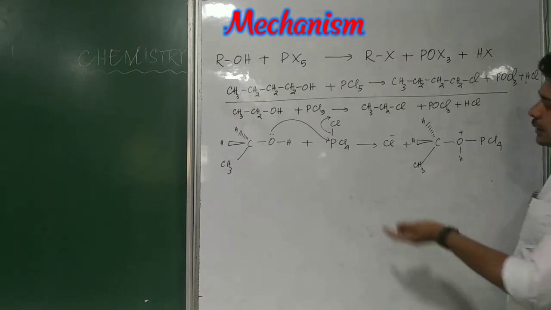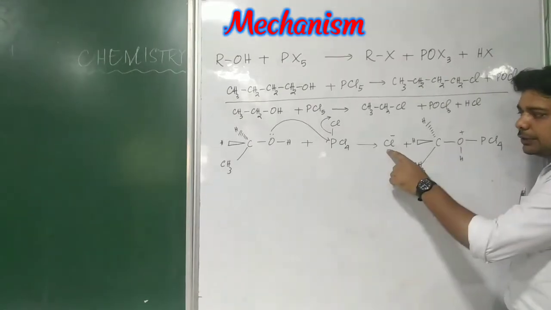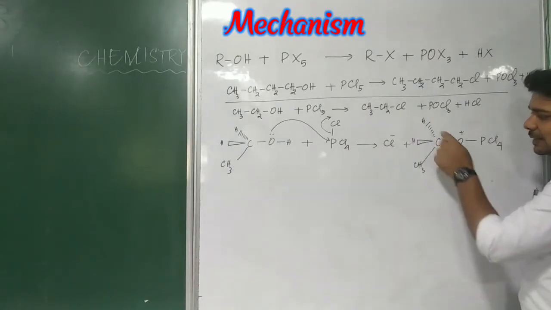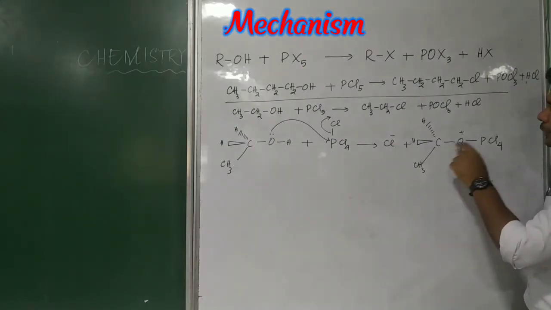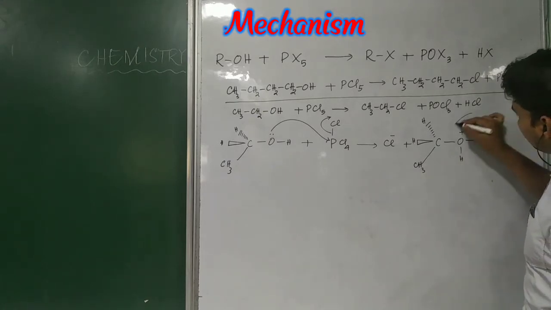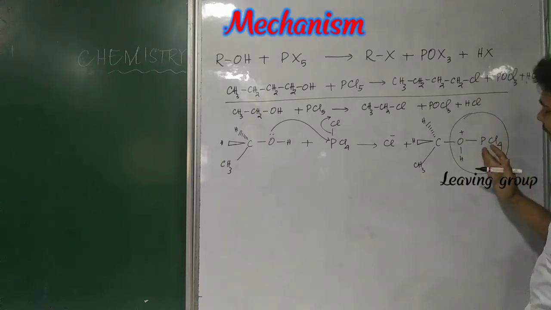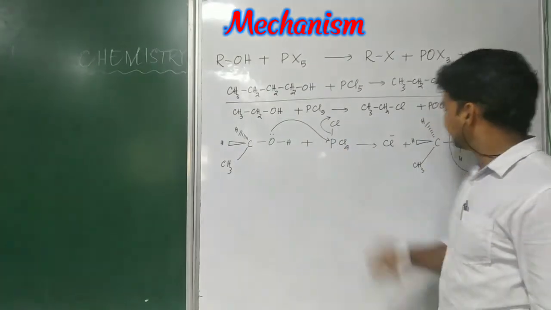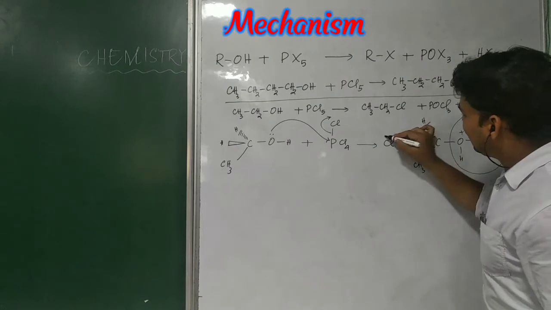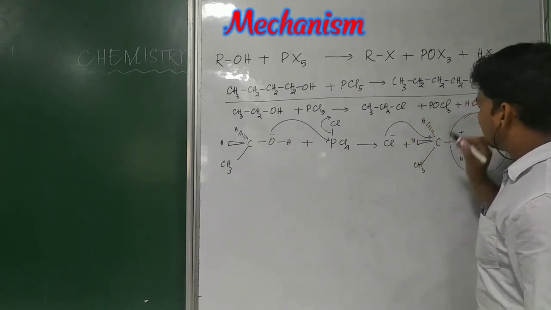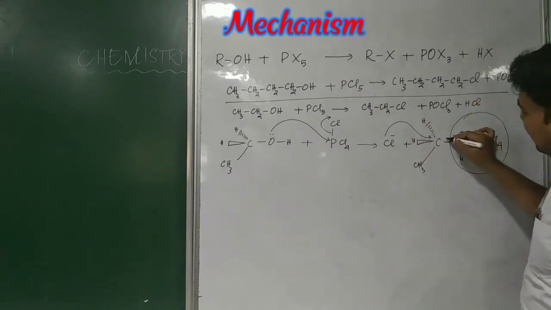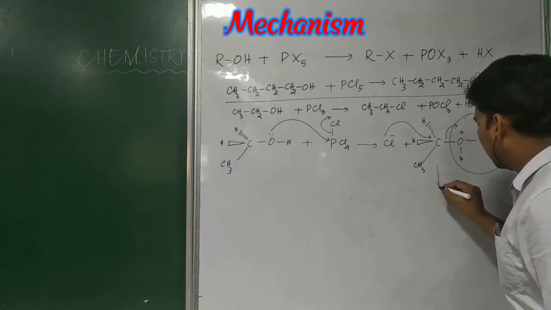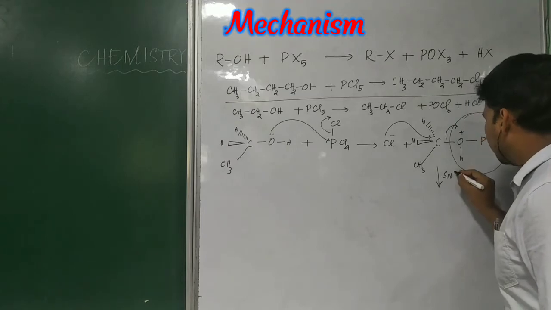Okay. In the next step, the Cl minus will act as the nucleophile, and it will attack this carbon center in a direction opposite to this leaving group. This is your leaving group. This group has higher leaving ability as compared to the simple OH group. So when Cl minus approaches from the backside, simultaneously this bond will be broken. This is in accordance with the SN2 mechanism.